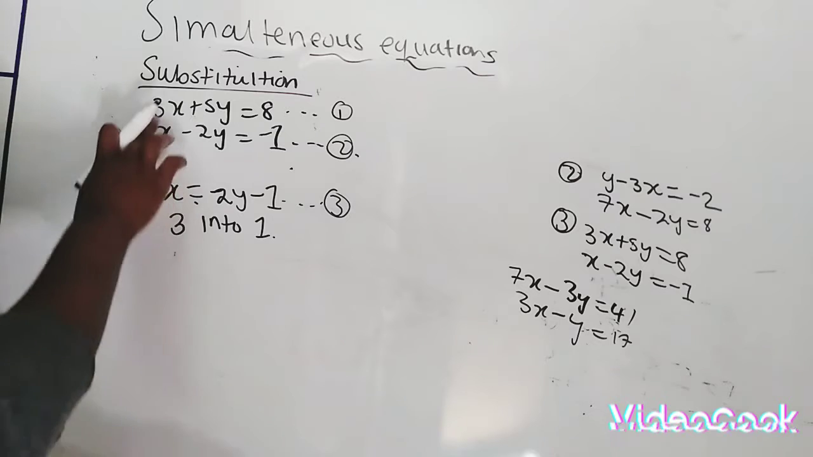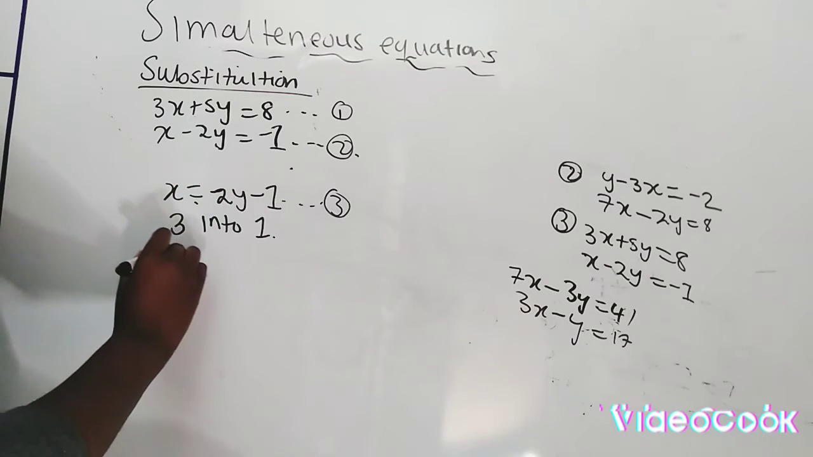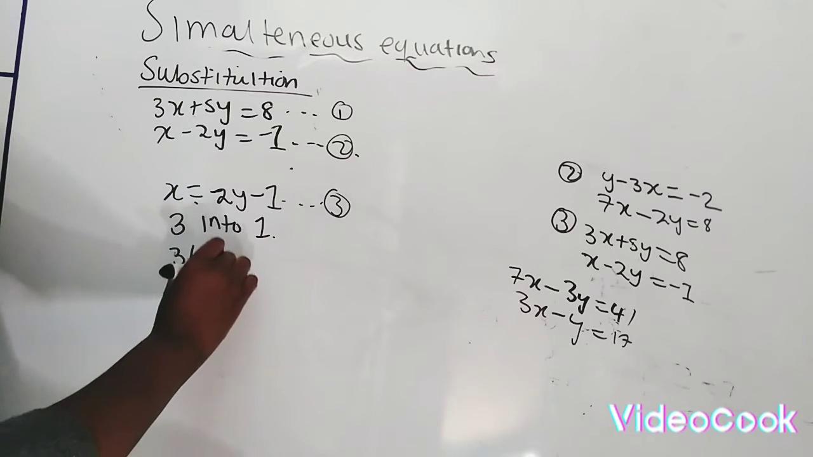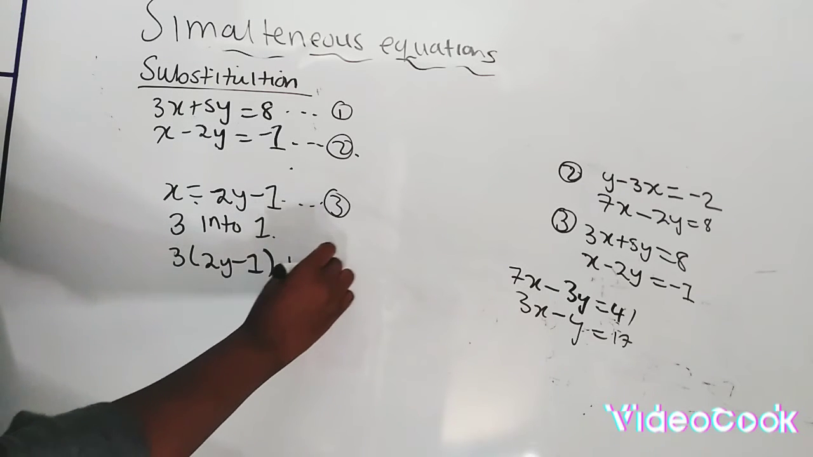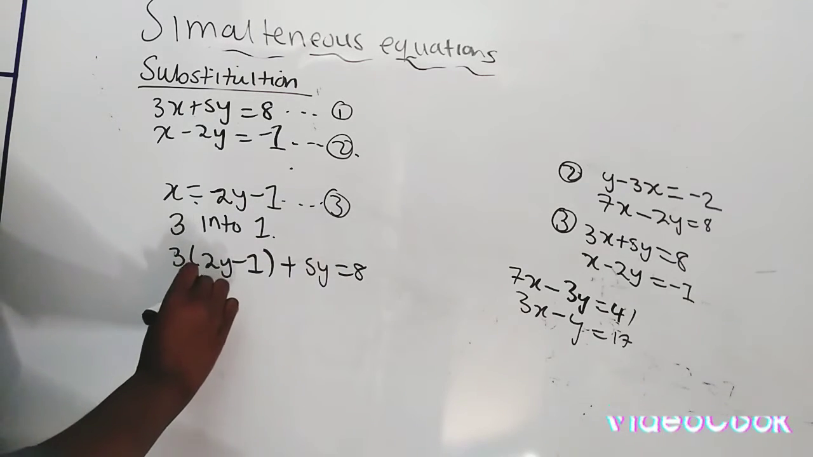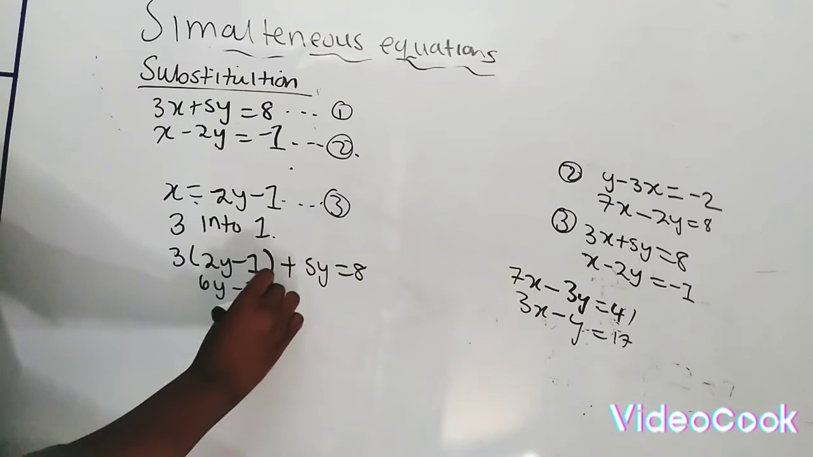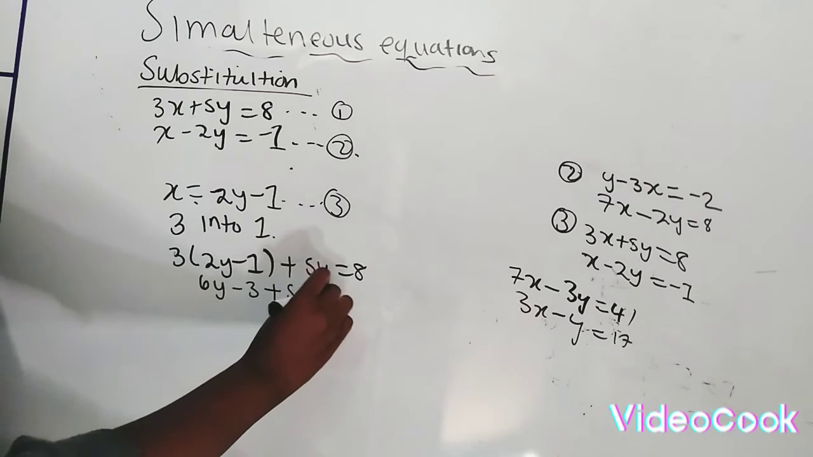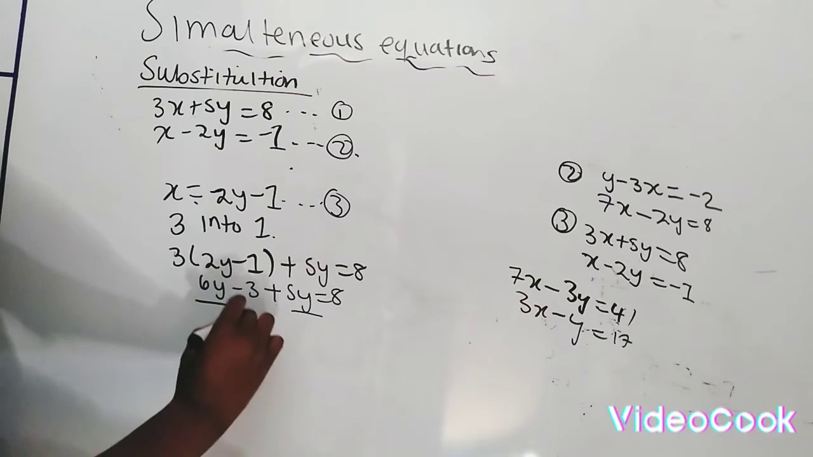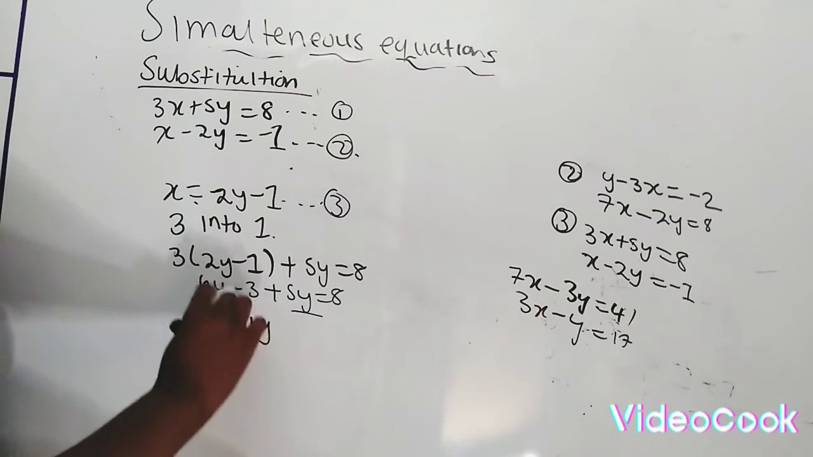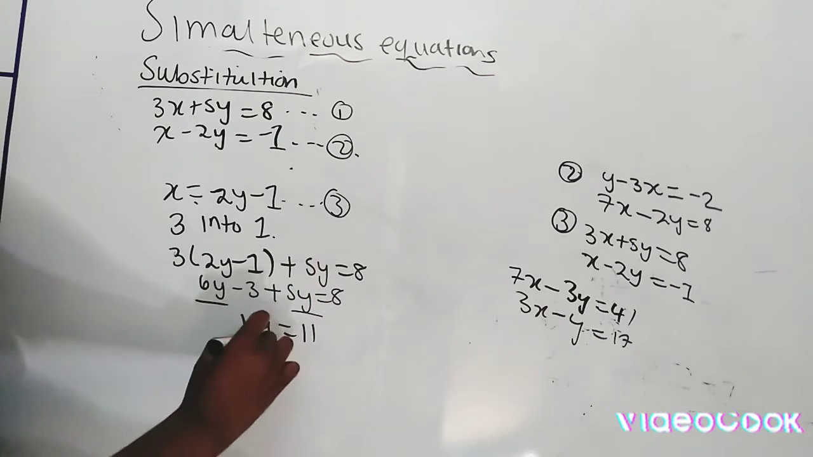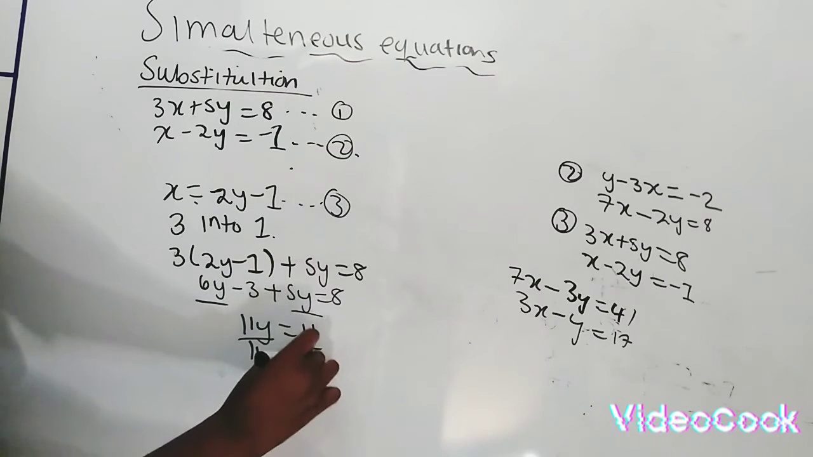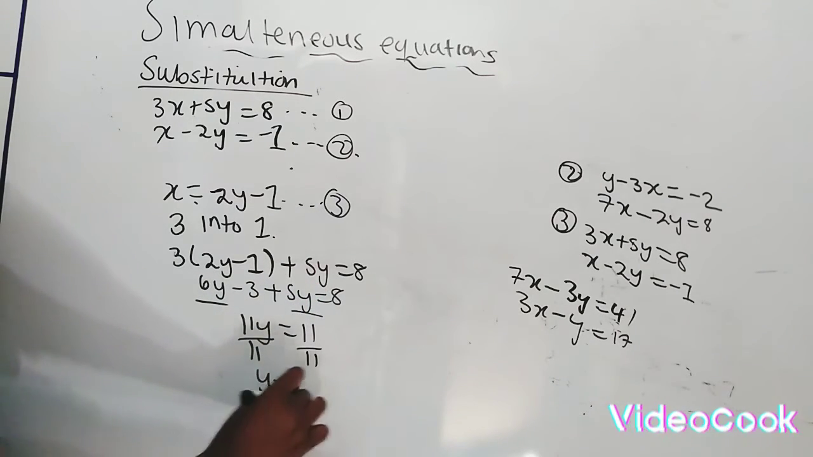So now, in place of x, I'm going to write 2y minus 1. So it's 3 open bracket, 2y minus 1, close bracket, plus 5y is equal to 8. This becomes 6y minus 3, plus 5y is equal to 8. 6y plus 5y is 11y. Taking 3 to the other side is going to be 8 plus 3, which is 11. We divide by 11 both sides. Our value for y is 1.